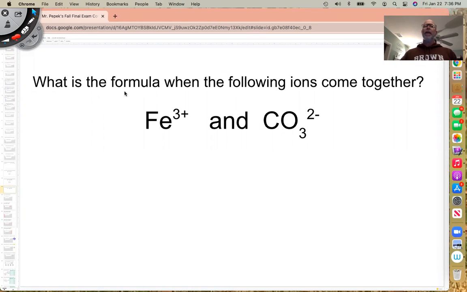So this is the next question. What is the formula when these ions come together? Fe3+ and CO3 2-. What would the formula be?